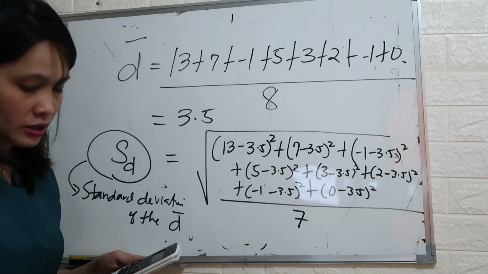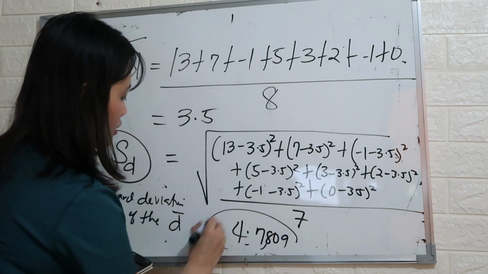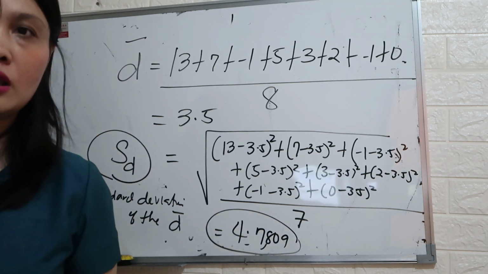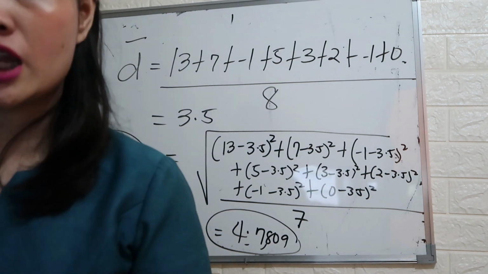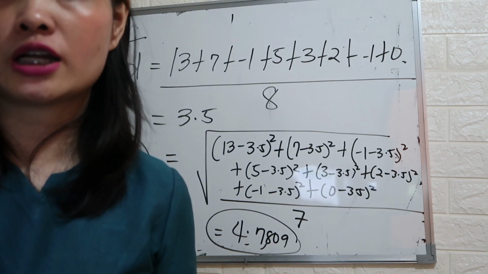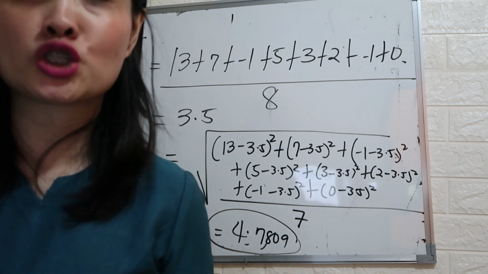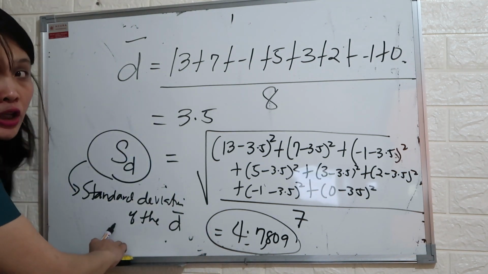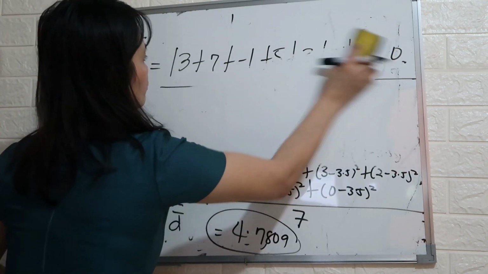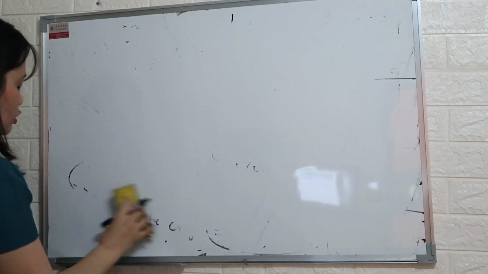So the answer is 4.7809. Okay? Now we can construct the 90% confidence interval.